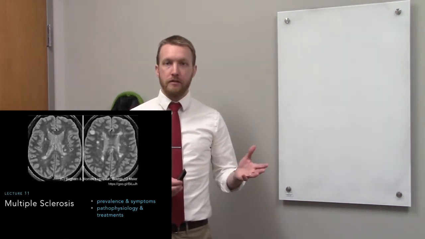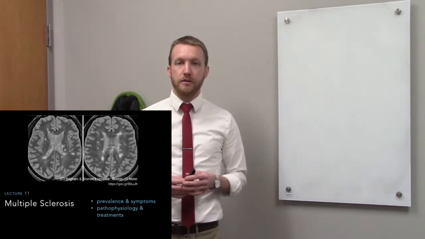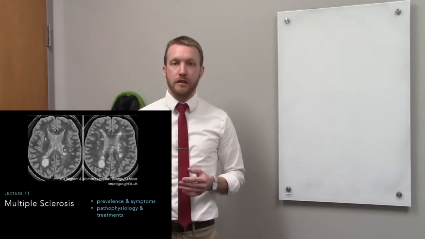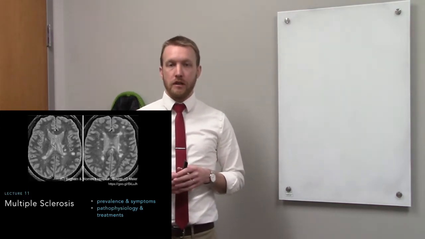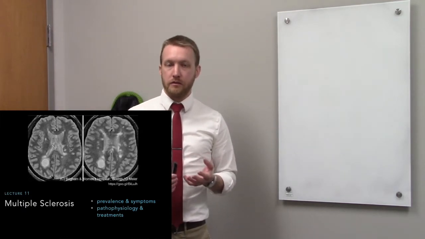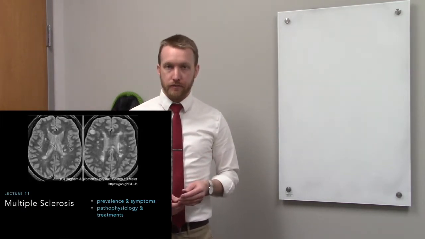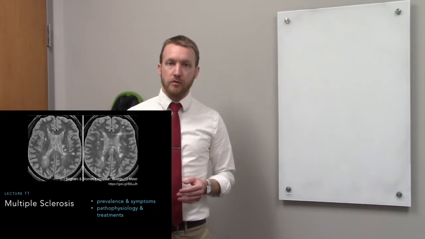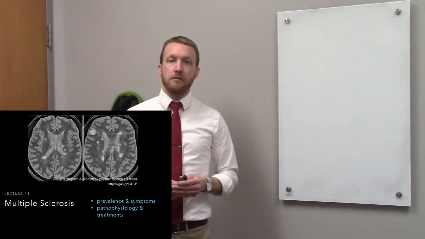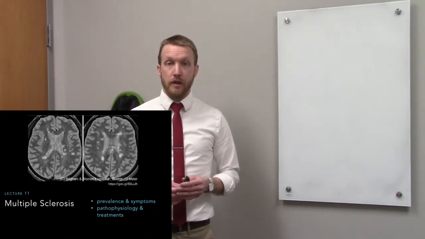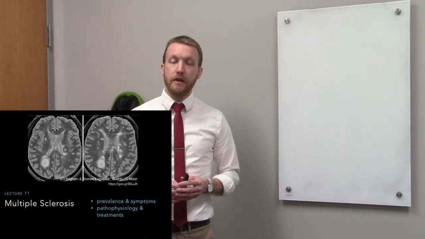ALS is primarily a disease of our motor systems, while multiple sclerosis can affect multiple systems, not just motor, but also sensory and cognitive and emotional, because the target for multiple sclerosis is the myelinating glia. So any pathway that includes oligodendrocytes, which would be all of them, could be affected.